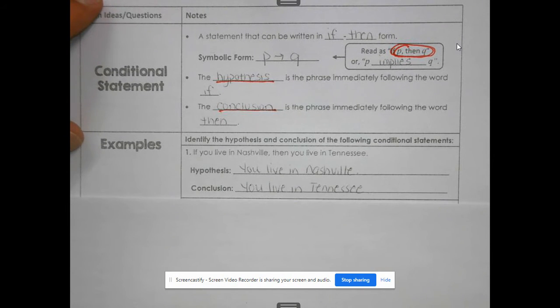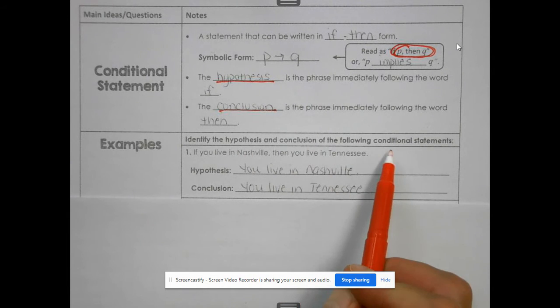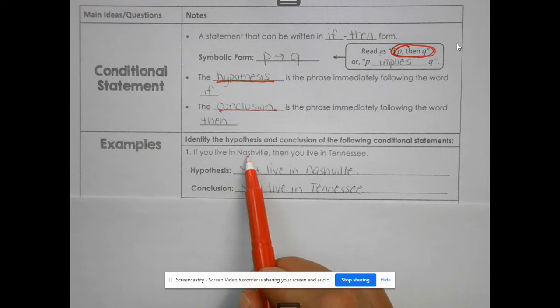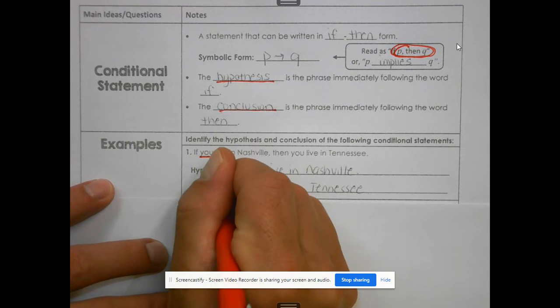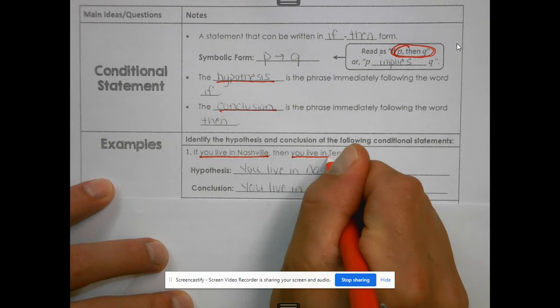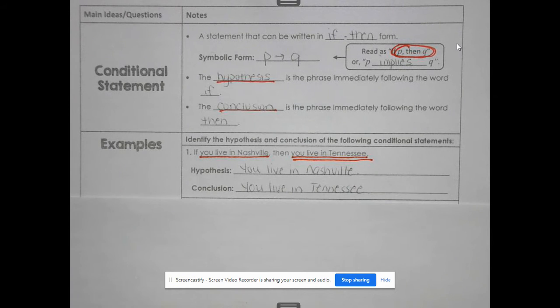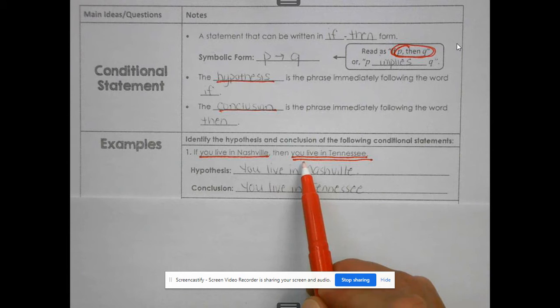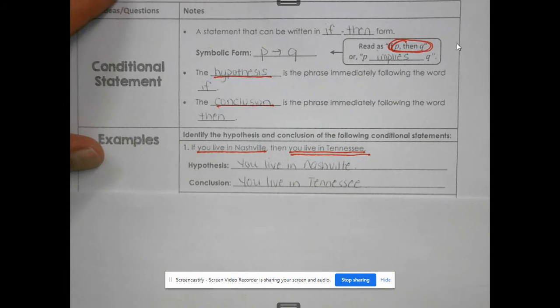First example says to identify the hypothesis and conclusion of the following conditional statements. If you live in Nashville, then you live in Tennessee. The hypothesis, the stuff after the word if. The conclusion is the stuff after the word then. So if you want to take some shorthand notes, underline once the hypothesis and double line the conclusion, that's fine with me. But you can also write it down in words if you need to. Next one.